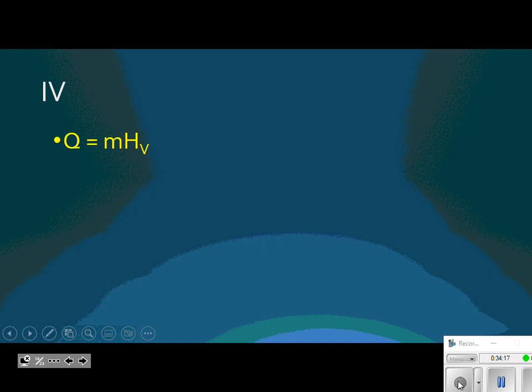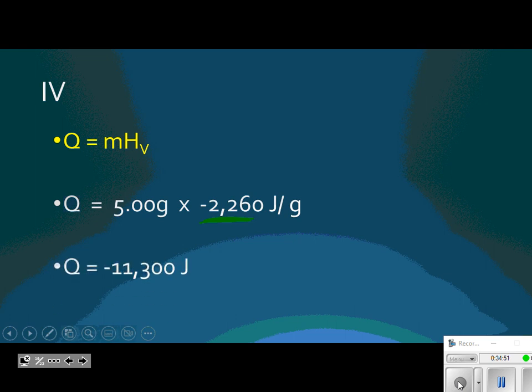Now, let me ask you this. We're releasing energy, right? So when we do that one, we have to make this a negative value. I have to signify right here with that negative that we are releasing energy. So when I do my math, I take 5.00 grams, multiply it by negative 2,260, and I got a value of negative 11,300 joules.